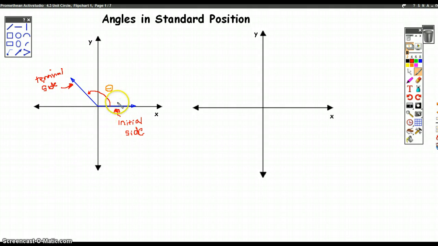Now when you rotate counterclockwise the way we did, that's a positive angle. So a positive angle is when you rotate counterclockwise.